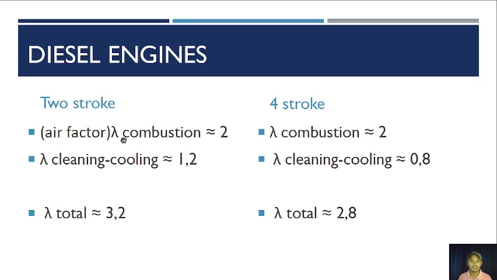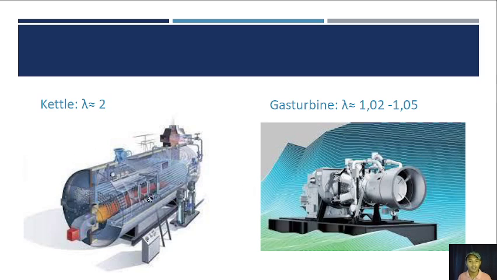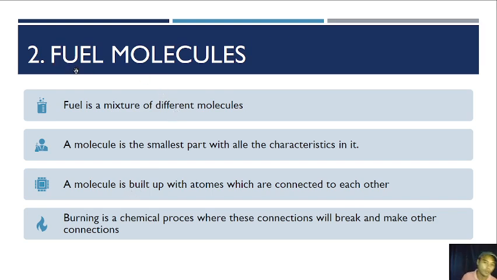So the air factor for combustion is 2 for the 2-stroke. Cleaning and cooling is 1.2, so a total of 3.2 lambda or air factor for the 2-stroke. But for the 4-stroke, which uses less air, you will need an air factor of 2 for combustion, an air factor of 0.8 for cleaning and cooling, so a total of 2.8 air factor for our 4-stroke diesel engines. While for our kettle or boiler, they only have an air factor of 2. For gas turbines, it has an air factor of 1.02 to 1.05. Lesser air factor.